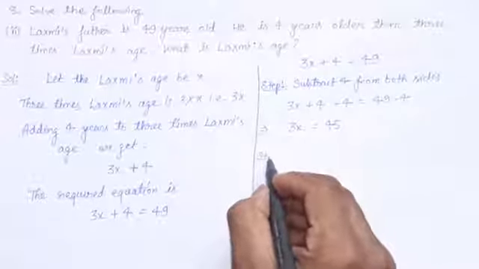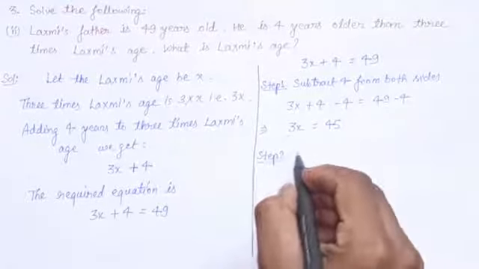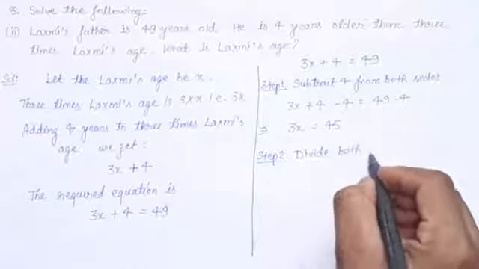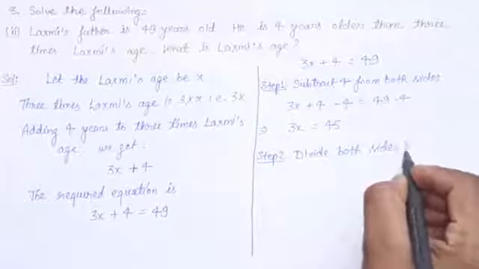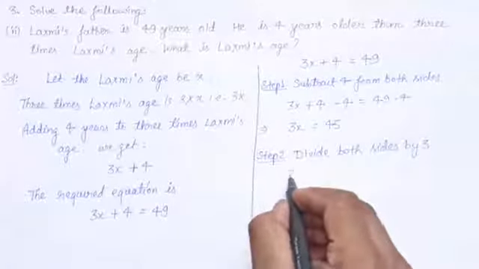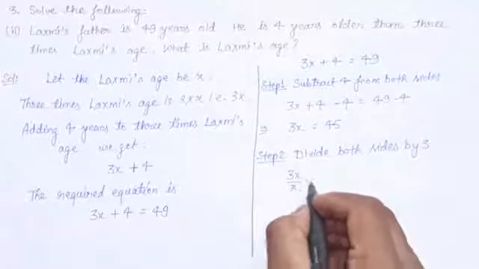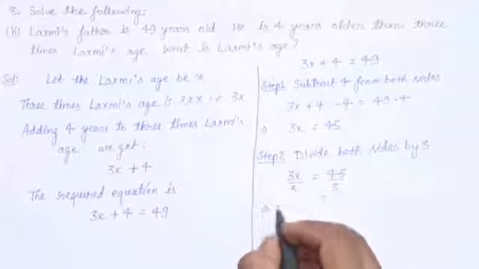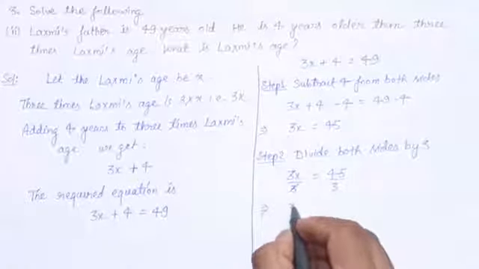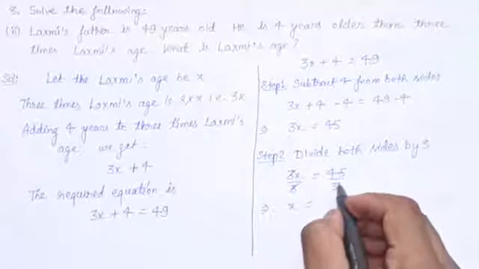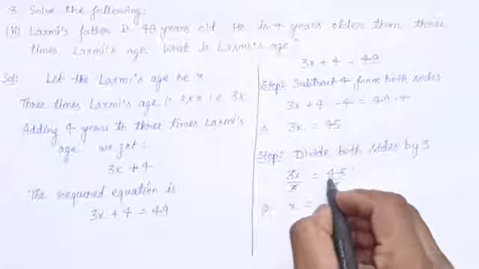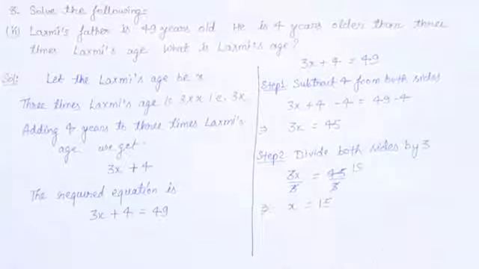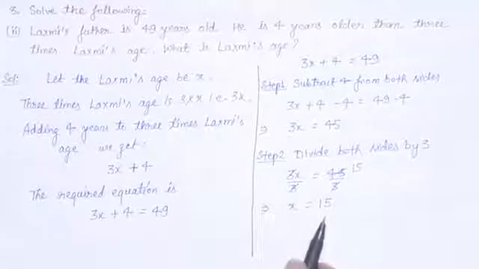So what is our step 2? In step 2, divide both sides of this equation by 3. So what we can write? 3x by 3 is equal to 45 by 3, which implies that here 3 and 3 cancel out. So we have x equals 3 1 times 3 and 3 5 times 15. So here we have 15. It means the age of Lakshmi is 15 years.